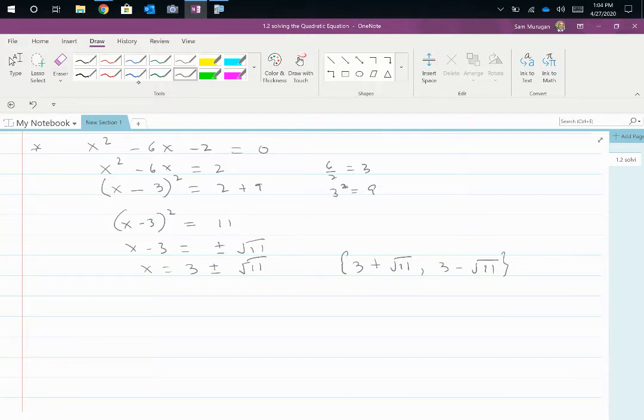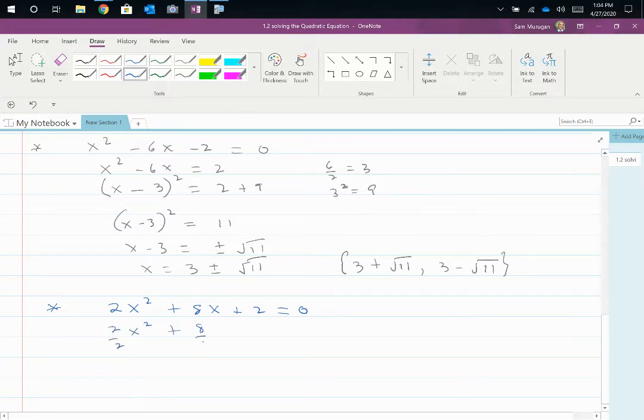Now, I told you that the coefficient of x squared must be equal to 1. So if it's not 1, we would have to work on making it 1. For example, I've got 2x squared plus 8x plus 2 is equal to 0. So first I noticed that I would have to divide everything by 2 to get that coefficient of x squared equal to 1. So this equation becomes x squared plus 4x plus 1 equal to 0.